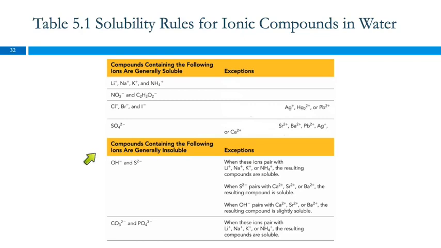So then we get to the bottom half. These are generally insoluble, and we list the exceptions. So hydroxide and sulfide. Well, if it's paired with one of these, lithium, sodium, potassium, or ammonium, it's going to be soluble. Well, if we use this table by starting at the top and going down, let's say I've got lithium hydroxide. I'm trying to find out, is it soluble or not? I start at the top, I see lithium. It's soluble, done. I'm never going to get down here. So I don't really need this exception to be written out for me. That's just a bunch of words that looks confusing.